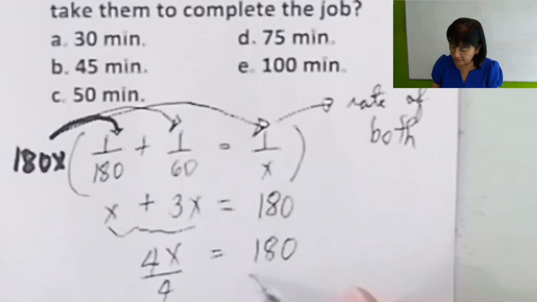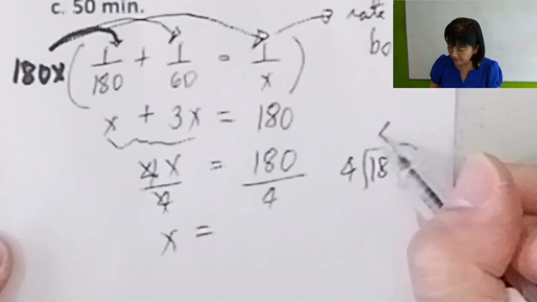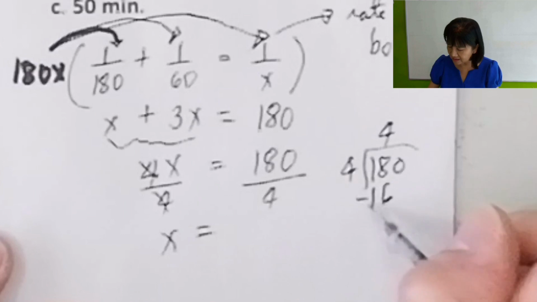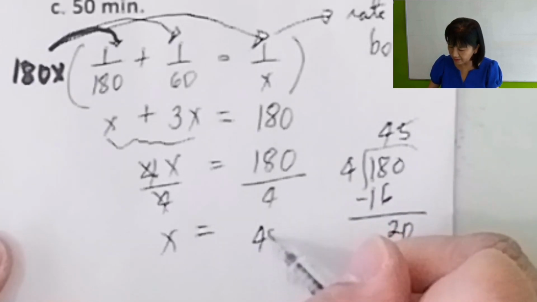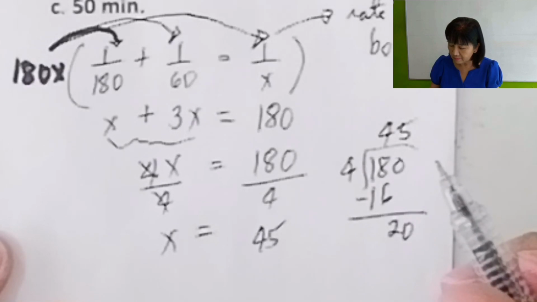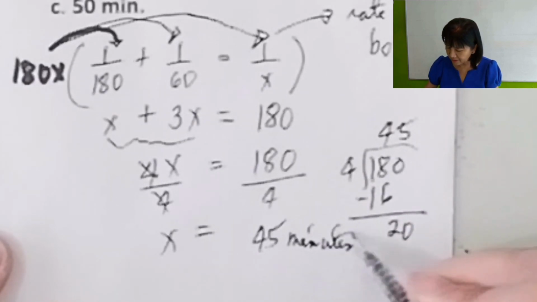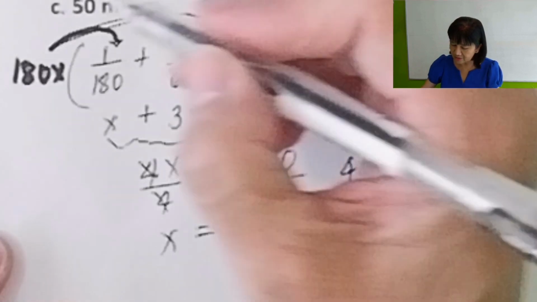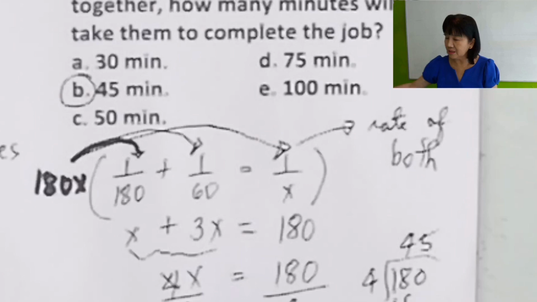Divide both sides by 4. So we have here x, you cancel that. 180 divided by 4, what's that? That is 4 times 4 is 16. 20 divided by 4 is 5. 45 minutes. There, 45 minutes. So our answer is letter B, 45 minutes.